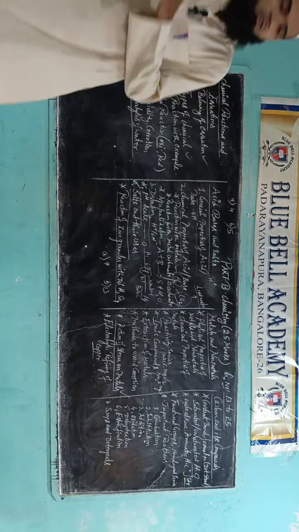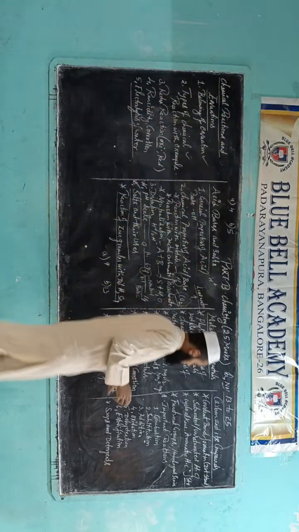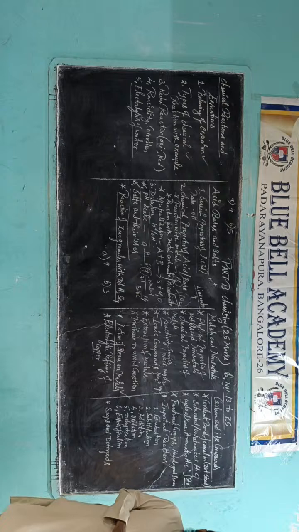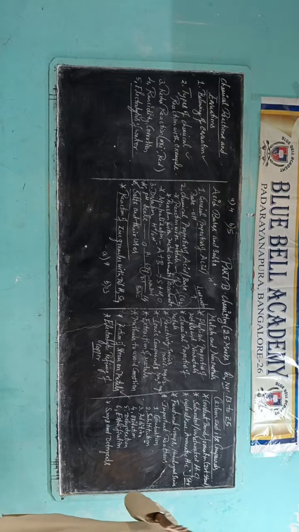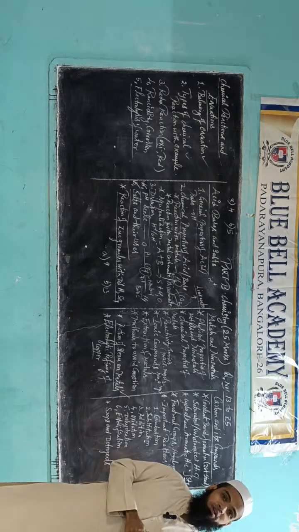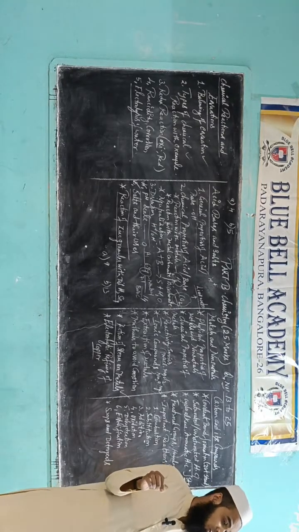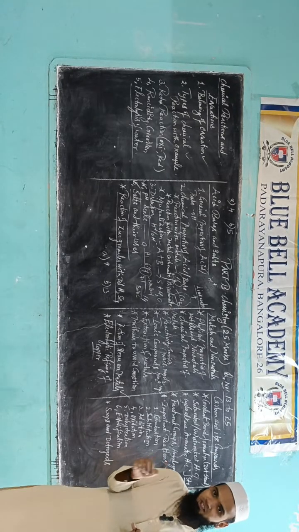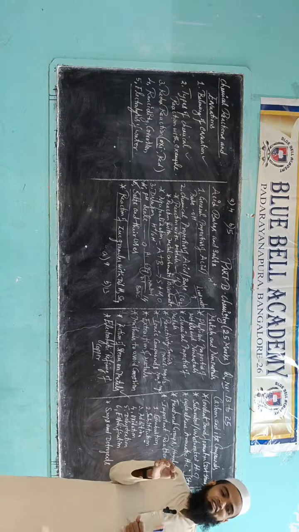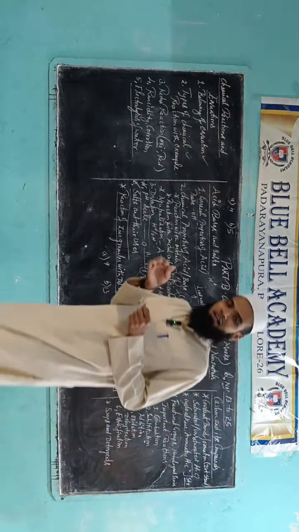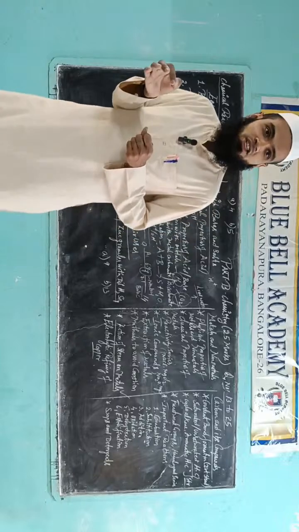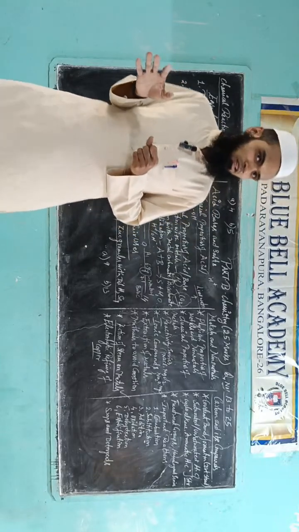Then the final thing to be learned here is the soap and detergent difference, and the cleaning action of soap. And what is a scum? Soap reacts with hard water to form an insoluble substance called scum. And which salts are responsible for the hardness of water? Calcium and magnesium salts.